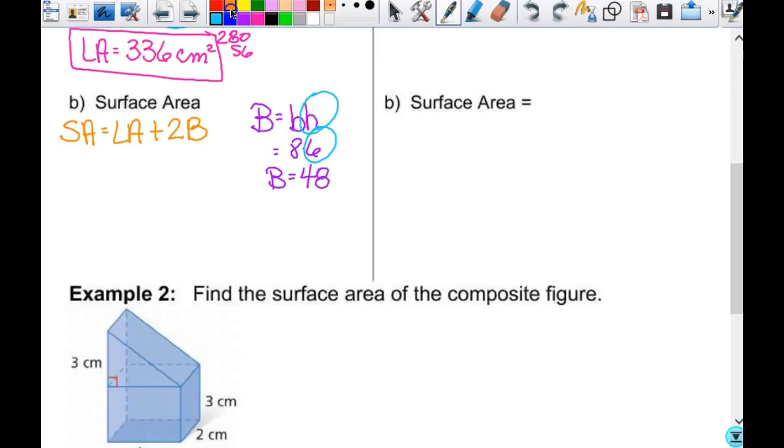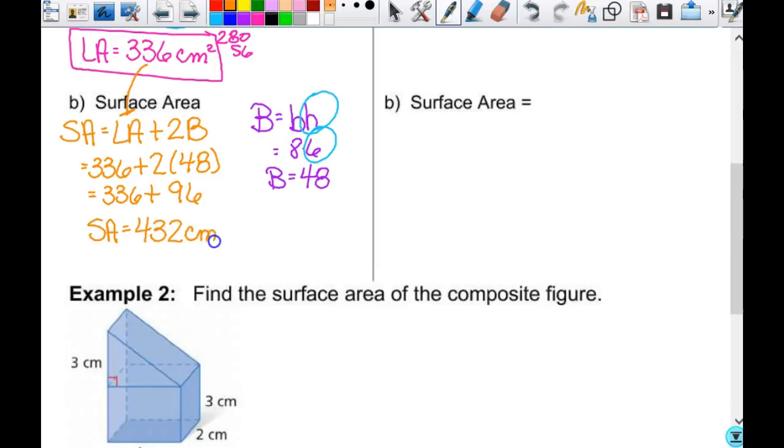All right, so now I go and substitute all this in. I already have the lateral area, so I can substitute in the 336. 336 plus 2 times 48. So that's 336 plus, what's 2 times 48? 96. When I add these together, you know the easiest way to do that? Add 100 and subtract 4, right? So that gives me 436, which would change to 432 centimeters squared. Everybody okay with that? Any questions at all? Nope. All right.